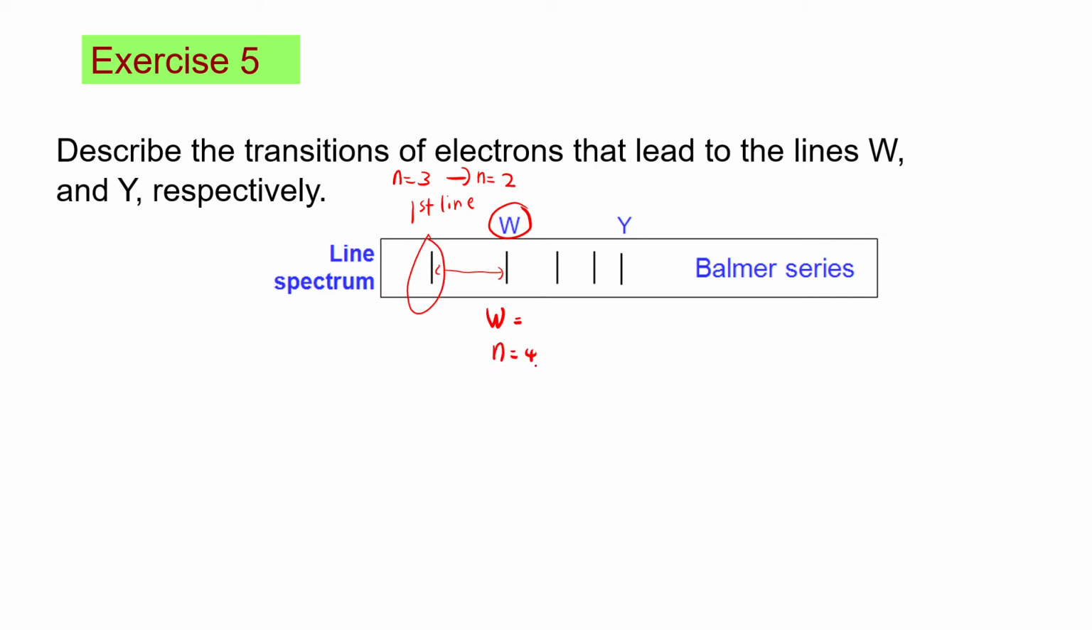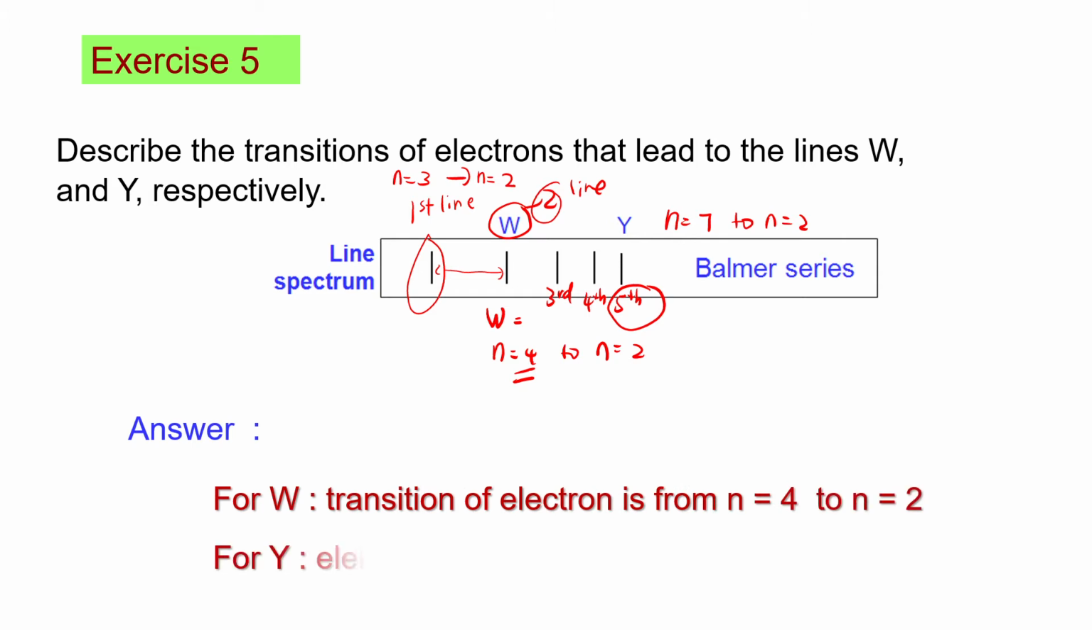So kalau first line yang ini 3 to 2, so W refer to n4 to n2. Okay, because dia ialah second line. So ingat lagi, second line 2 plus 2 dia akan jadi 4. So second line, third line, fourth and fifth line. So fifth line, so 5 plus 2, 7. So from n7 to n2 untuk Y.